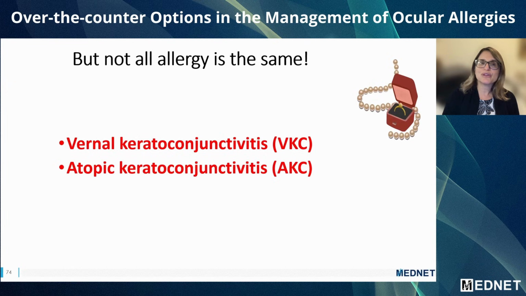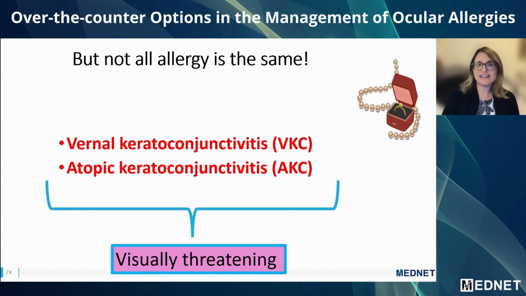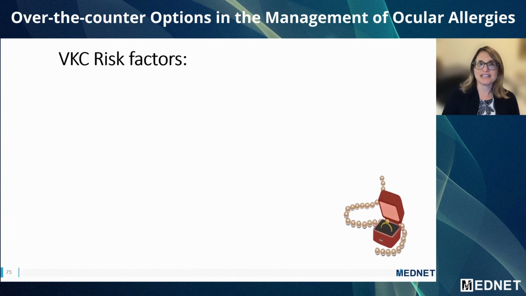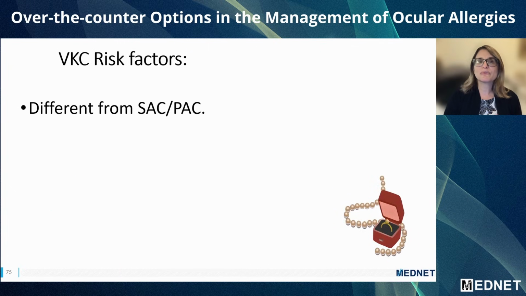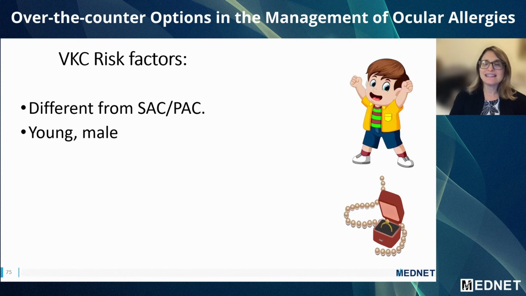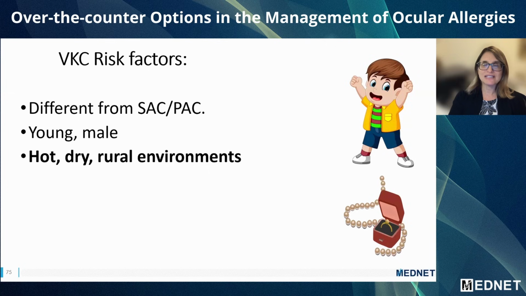And I think the next two that we need to talk about are VKC and AKC. That stands for vernal keratoconjunctivitis and atopic keratoconjunctivitis, because those are the ones that are visually threatening. And our goal is to protect vision. So let's start with VKC. It's slightly different from SAC and PAC in that these are generally young males, and environment makes a huge difference, hot, dry, and rural environments.